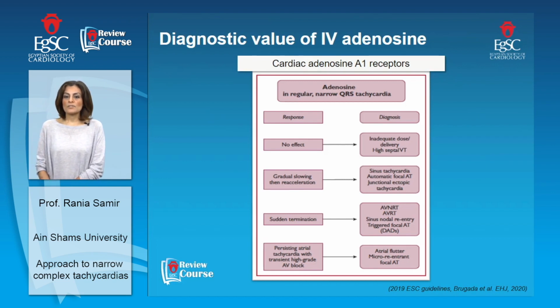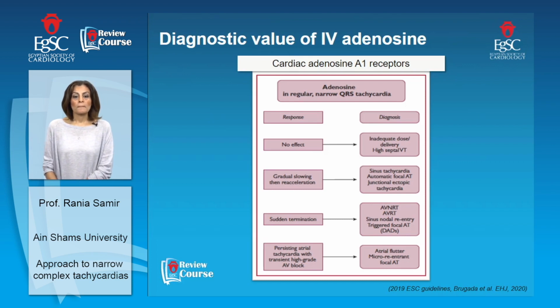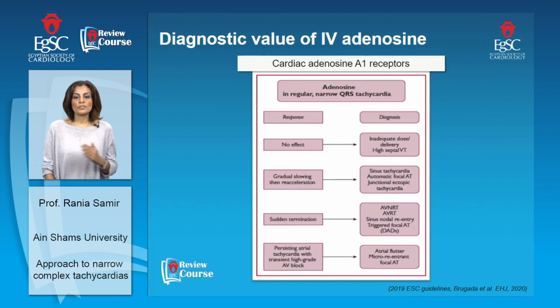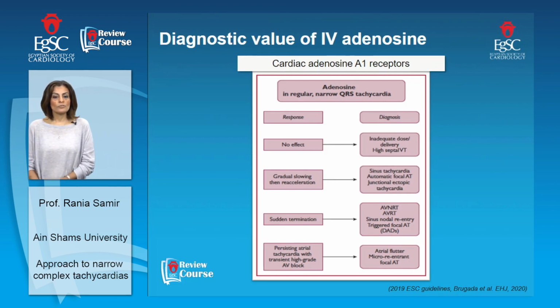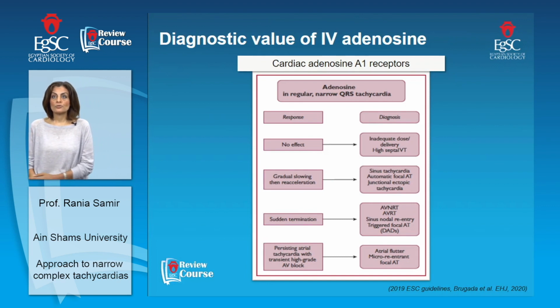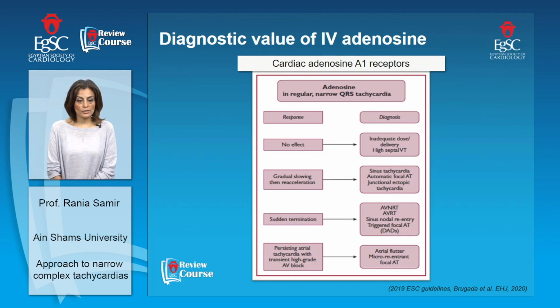So you have to think about sinus tachycardia, automatic focal atrial tachycardia, or junctional ectopic tachycardia, because in all of these tachycardias the underlying mechanism is related to enhanced automaticity. If there is sudden termination, you have to think about either reentry or triggered activity. So it's either AV nodal reentrant tachycardia, AV reentrant tachycardia, sinus node reentry, or triggered focal atrial tachycardia.